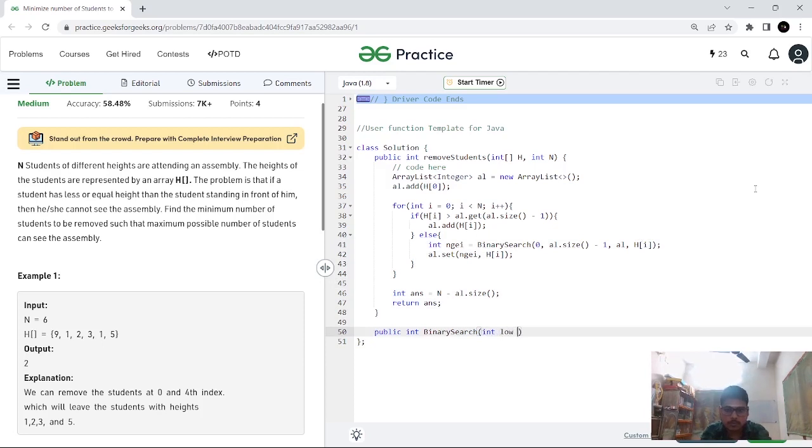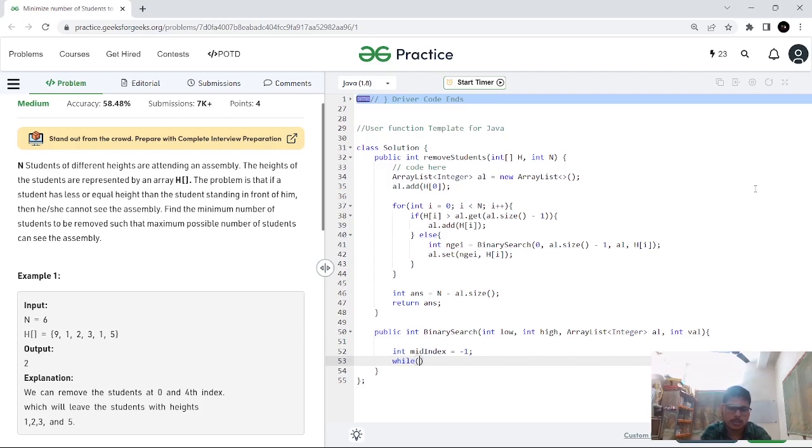So, low, high, and my array list, and my value, right? I will set meet index equal to minus 1. Now I am going to compute the meet index.